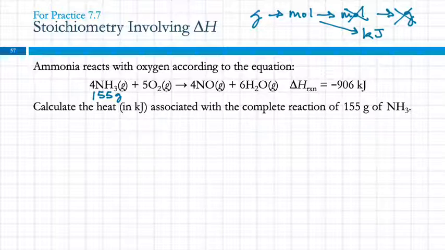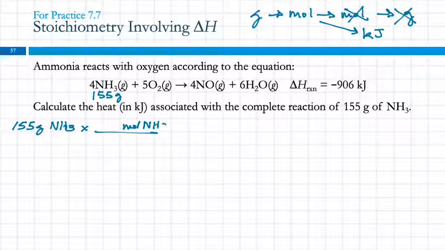So there's still moles in the middle, but this time it's only one, not two. We don't have a mole ratio between two substances. I have this mole ratio between delta H and the moles of this. So 155 grams of ammonia. I'm going to convert that to moles. Divide by grams. And then I can go directly to kilojoules and divide by moles of ammonia. And again, the units are going to tell me what to do.